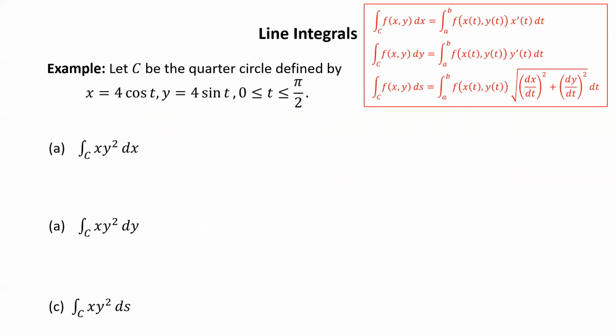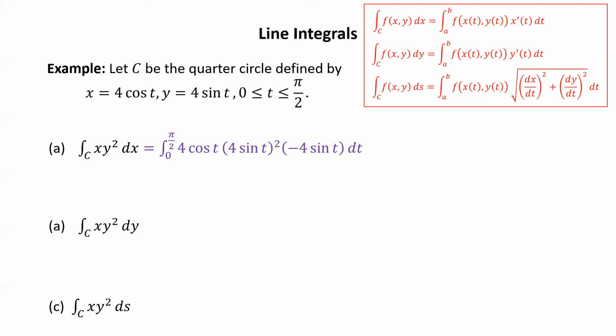Let C be the quarter circle defined by x equals 4 cosine t, y equals 4 sine t, where t is between 0 and pi over 2. So the first one is the line integral over C of x y squared dx. So we're going to change this to a definite integral. It's going from 0 to pi over 2 because the parameterization says that t goes between 0 and pi over 2. We're going to replace x by 4 cosine t. We replace y by 4 sine t. And since it's y squared, we get (4 sine t) squared.